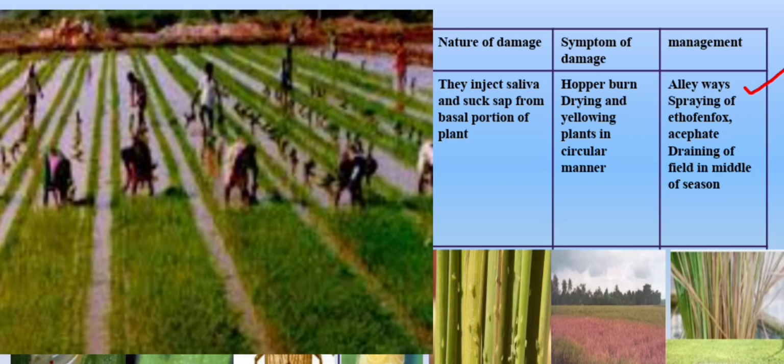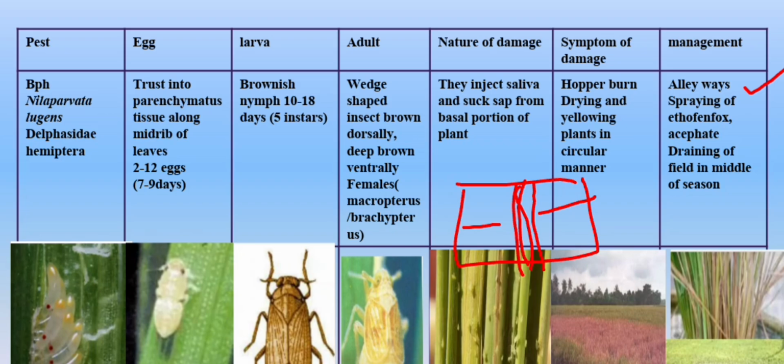the field. Suppose you think this is the field, and for every 2 meters of planting of the rice you need to leave a row of 20 centimeters and again plant the rice crop. So this row where you have not planted the rice will help in the aeration of the plants, and also will help to take the proper management practices by moving inside the field. So this will reduce the population of the BPH, and also spraying of acephate and draining of the field in the middle of the season.